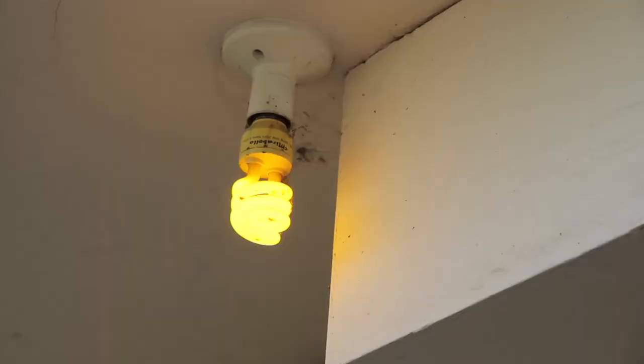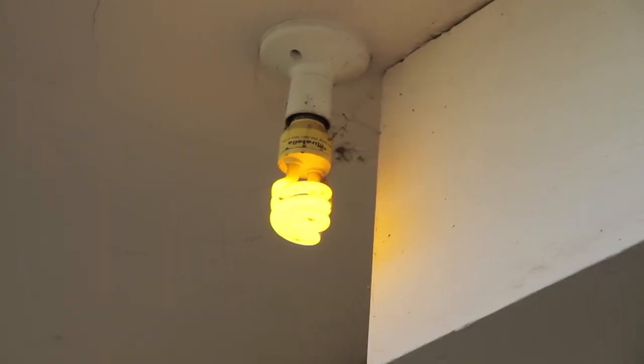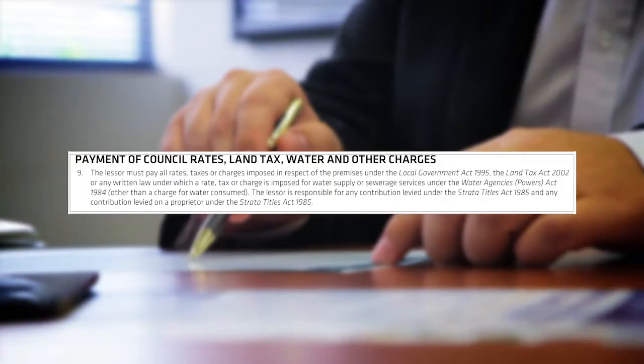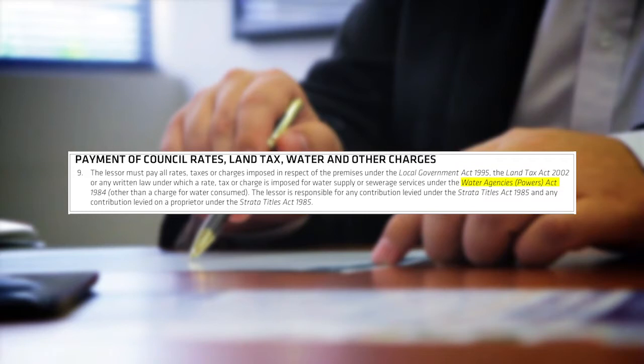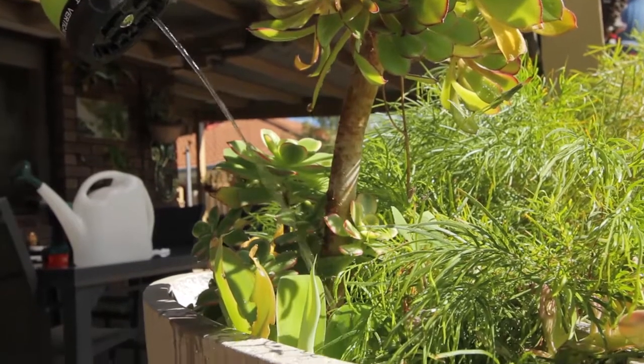Payments of council rates, land tax, water and other charges. The lessor must pay all rates, taxes or charges imposed in respect of the premises under the Local Government Act 1995, the Land Tax Act 2002, or any written law under which a rate, tax or charge is imposed for water supply or sewerage services under the Water Agencies Powers Act 1984, other than a charge for water consumed.